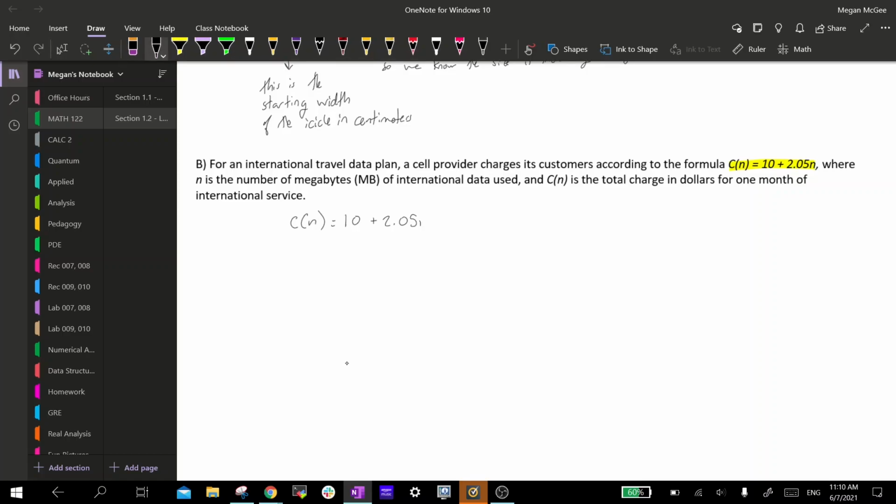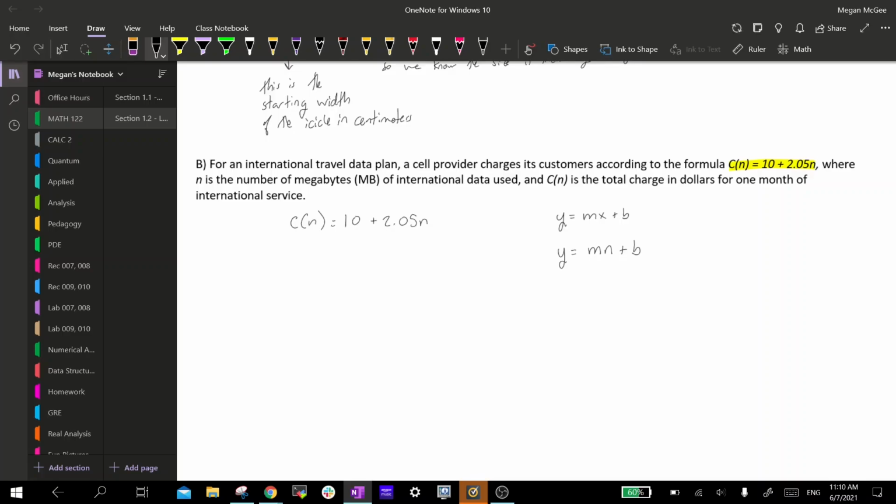Alright, so we have C of n is equal to 10 plus 2.05n. So if we write down our equation of a line, y is equal to mx plus b, again, we're just trying to see what values line up with an equation that we already know. Okay, well, first of all, we don't have an x, we have n's, right? That's totally fine. Y is equal to mn plus b.